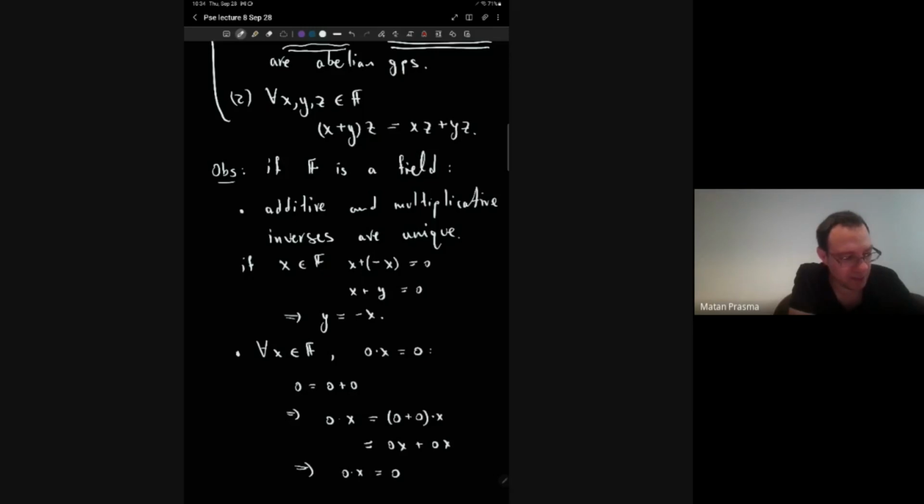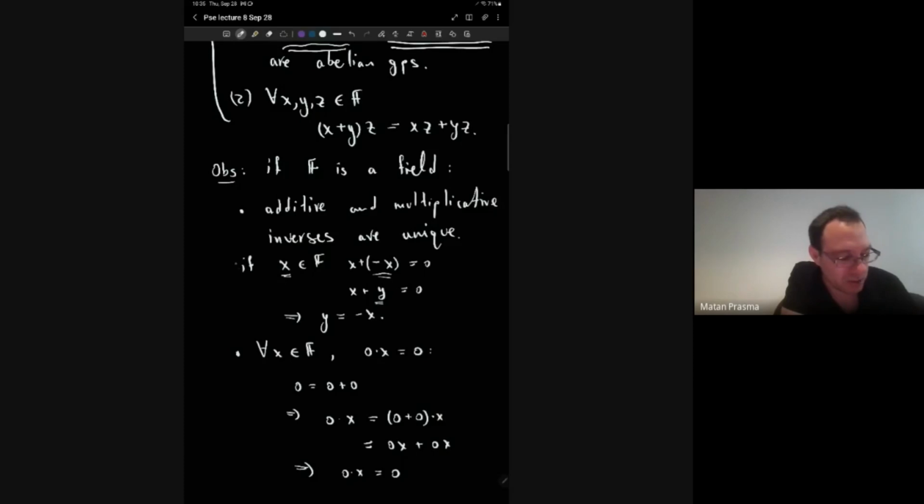Yes. Hypothetically, if you take an element x, the axiom guarantees that you have an additive inverse, but maybe there is another element y in F such that it functions as another additive inverse, right? Namely, x plus y is also equal to zero. And I claim that in this case, y has to be equal to minus x. This is what I mean by uniqueness.